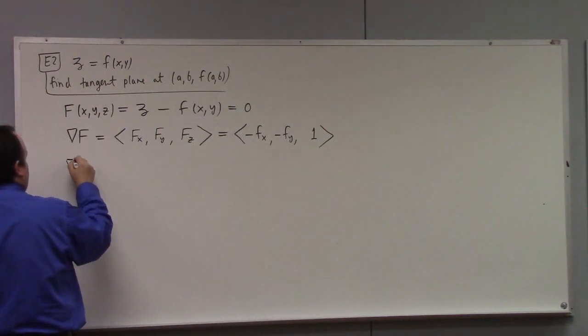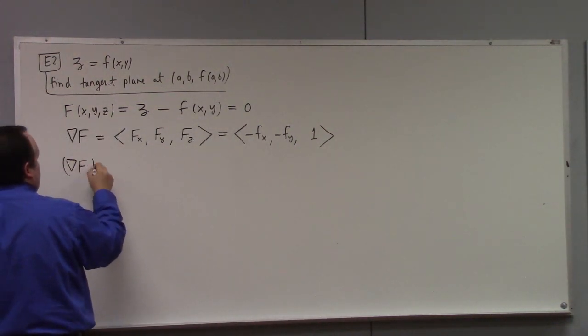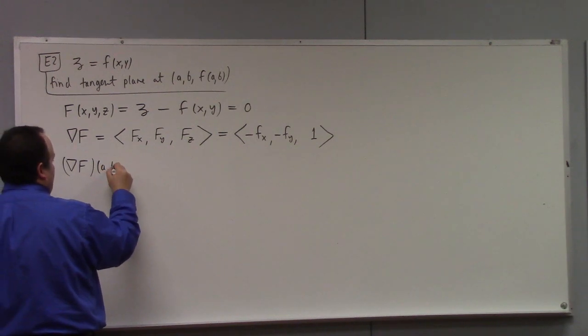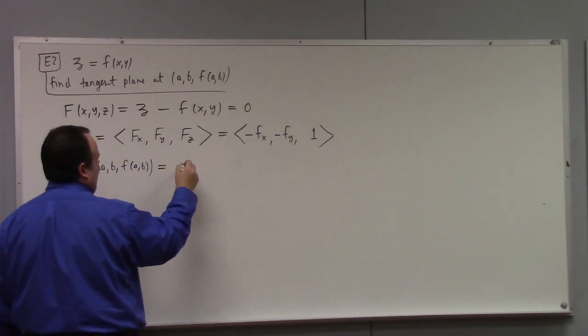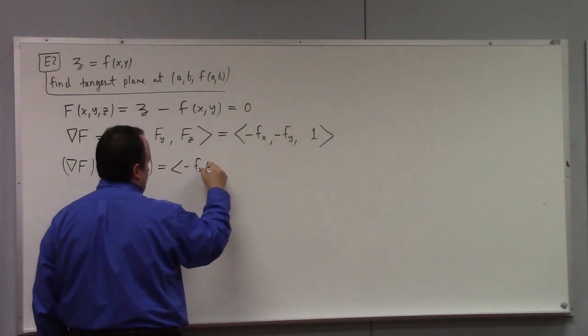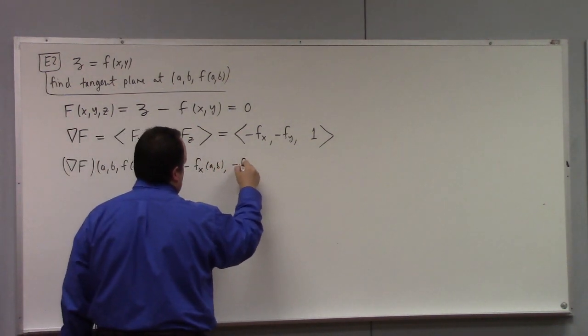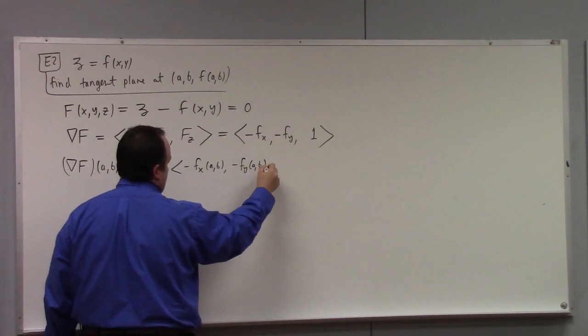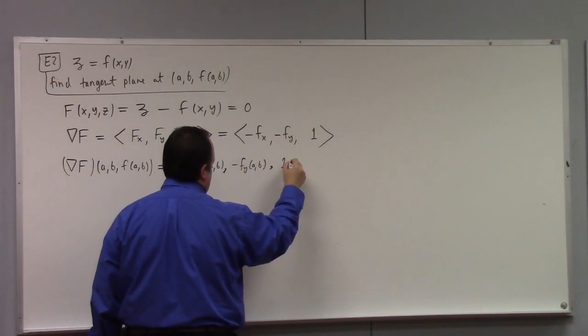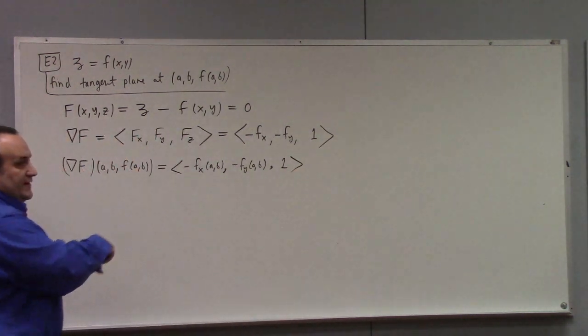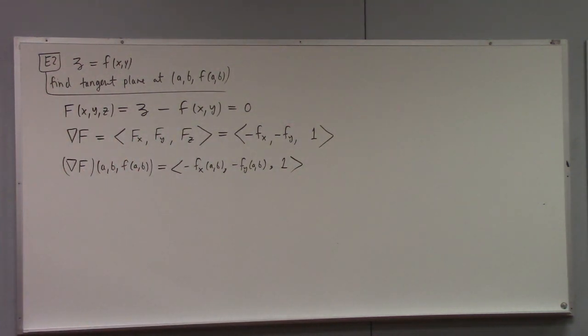So if I take my gradient vector and I evaluate at the point of interest, which in this case is (a, b, f(a,b)), what do I get? I get minus f_x of (a, b), minus f_y of (a, b), and, well, the last one's not a very exciting evaluation, but it's still 1. There's my normal vector.